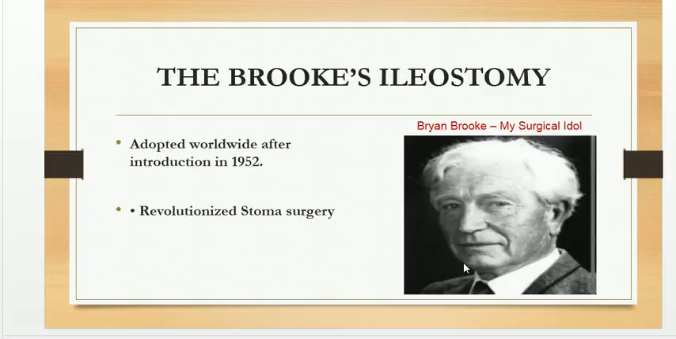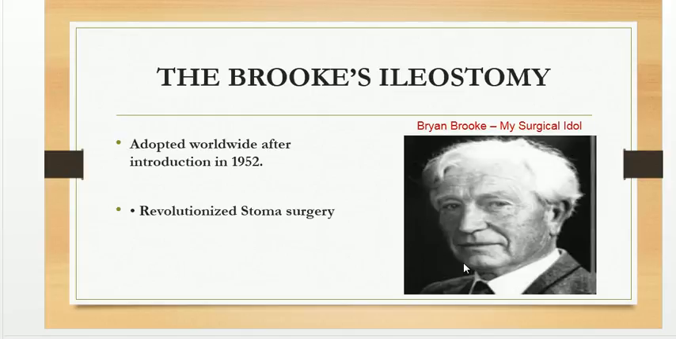The Brooke's ileostomy. When we construct an ileostomy, we say a spout is made, Brooke's spout, Brooke's ileostomy. Basically, it was adopted because, as I explained in the previous slide, ileostomy is difficult to manage, especially because there are a lot of complications, a lot of excoriation that occurs due to the effluent of the ileostomy on the skin. The surrounding skin is excoriated, it is rashed, and patients have a lot of complaints.